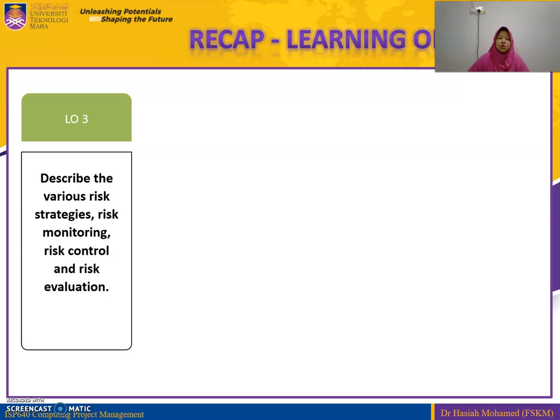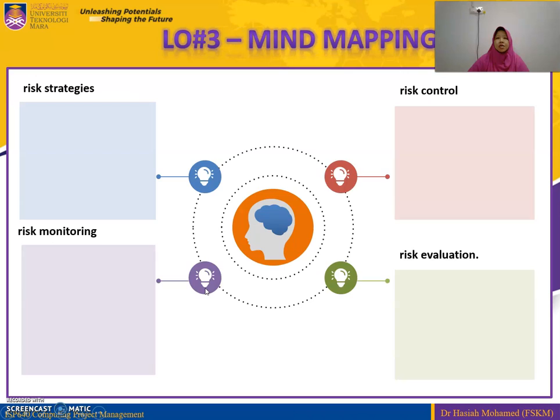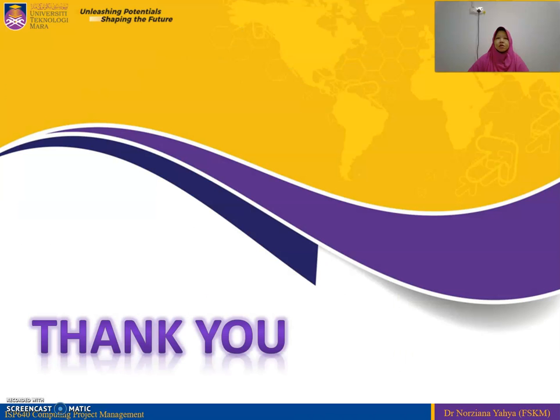Okay, so as a recap, we looked at the learning objective, describe the various risk strategies, risk monitoring, risk control, and risk evaluation. Okay, and this is for the mind mapping activities. Okay, so overall, we have already looked at the overall content of Chapter 7, Managing Risk. Okay, so with that, thank you.